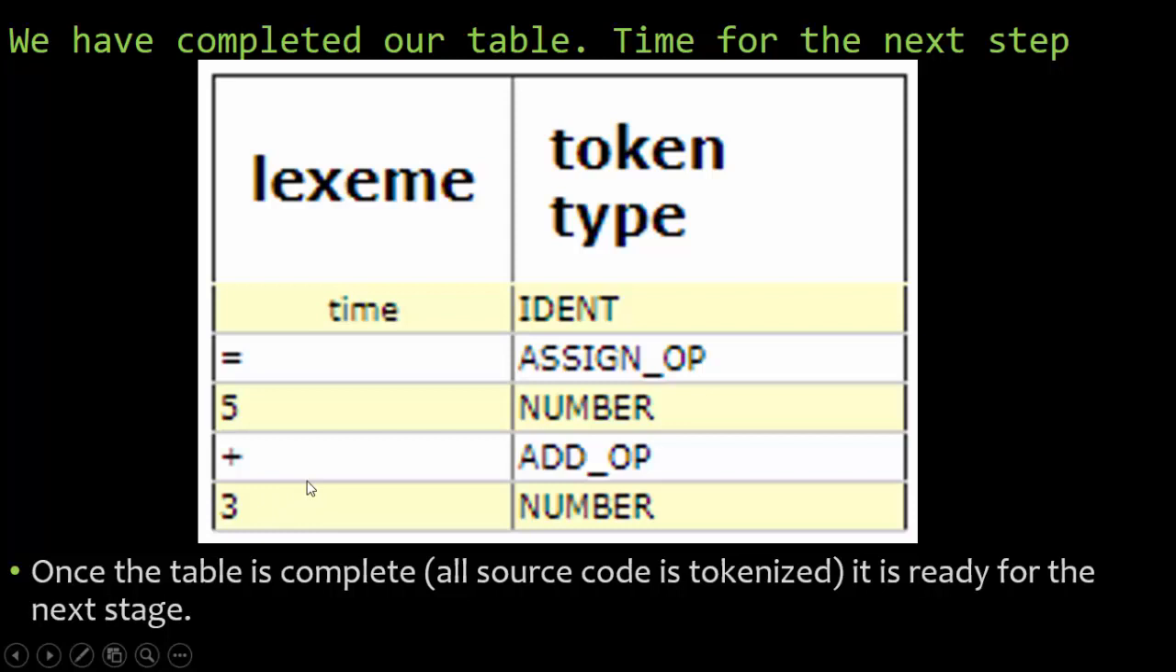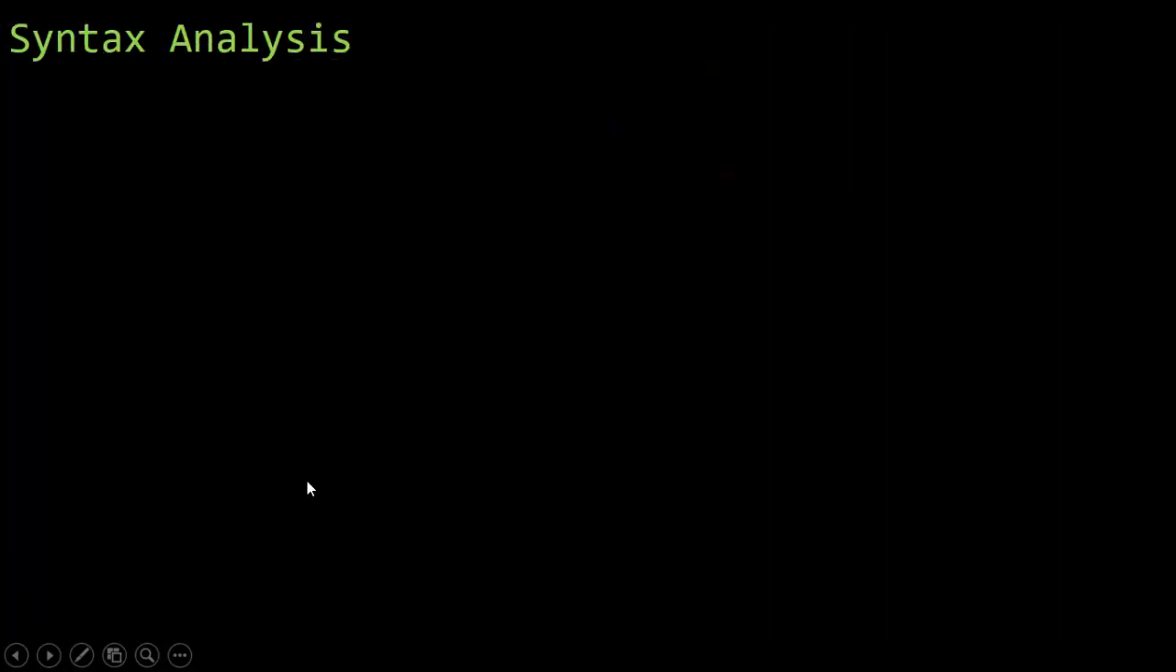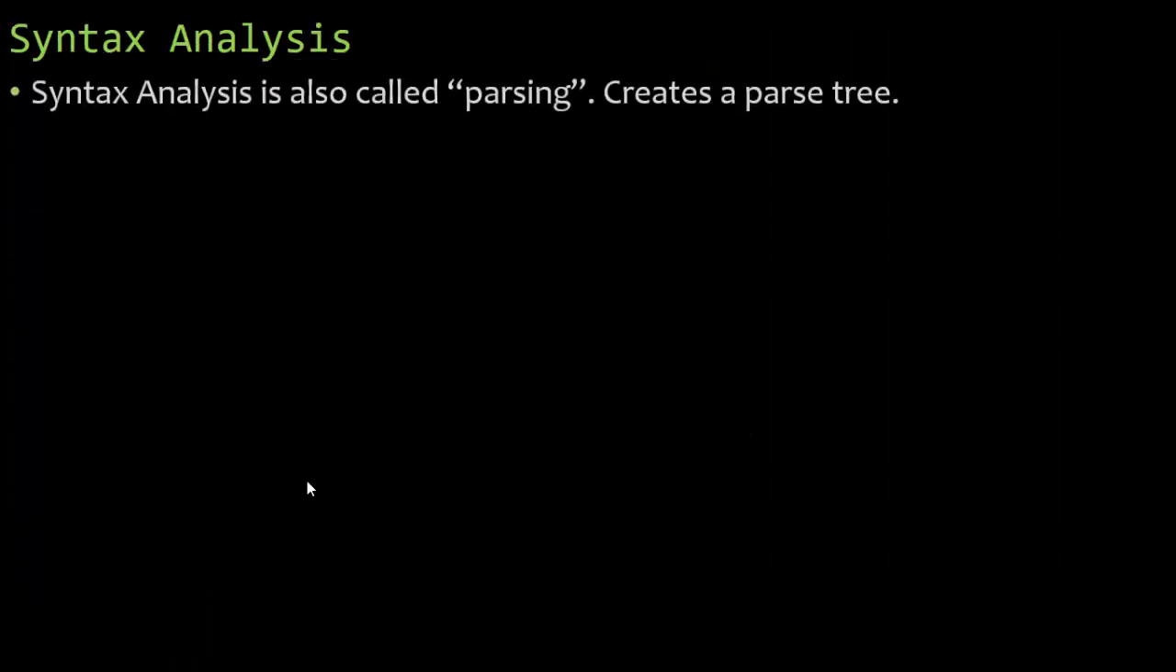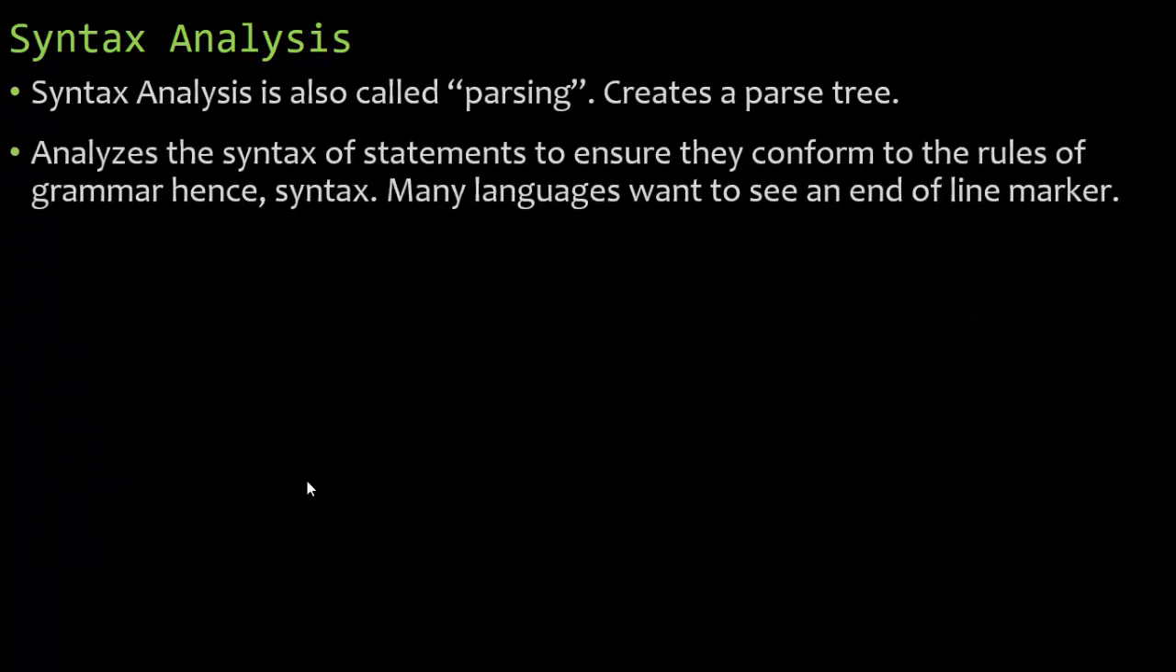But once the table is complete, meaning all the source code is tokenized, it is ready for the next stage, which is syntax analysis, also known as parsing. It creates a parse tree, which checks the grammar rules. So it analyzes the syntax of statements to ensure they conform to the rules of grammar, which is why we call it syntax. Now, many languages want to see an end-of-line marker. In Java, for instance, when you're done, it's time to put a semicolon. That's the end-of-line marker.